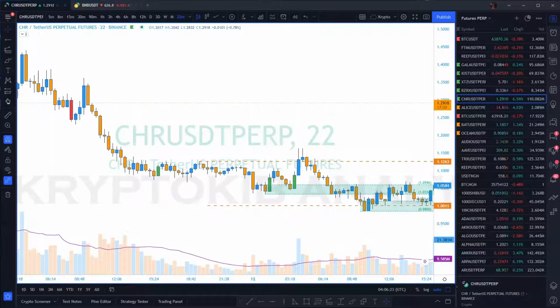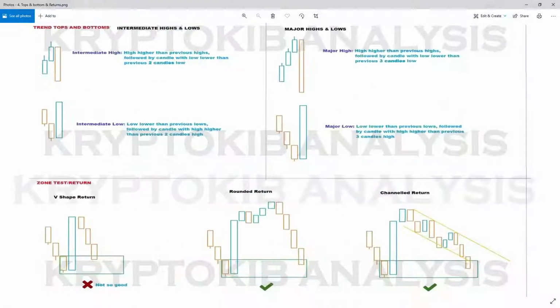And remember what I said with this image. Major tops, and this is the bottom where we have 1, 2, 3. Then the next candle is closing above 1, 2, 3 candles, or intermediate, closing above 2. The minor, I didn't write it, but it's when this candle closes above one previous candle or the candle making the lowest lows.